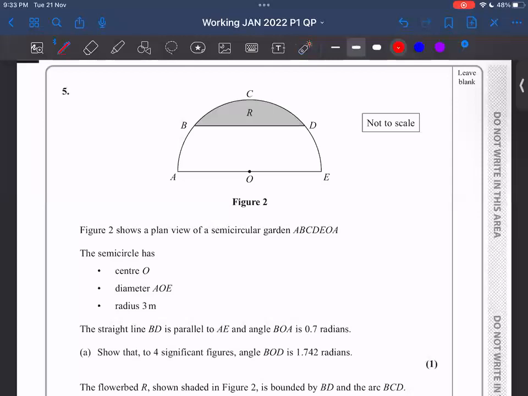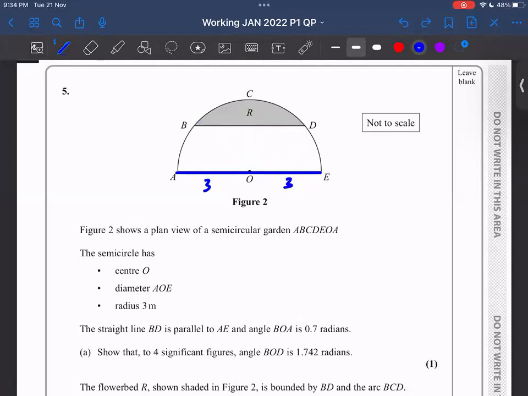Now we have question number 5, and it says the figure shows a plan view of the semicircular garden. The semicircle has center O, diameter AOE, radius 3 meters. So obviously, if this is 3, this is also going to be 3. So the whole diameter is going to be 6. Just for knowing purposes, this will be 3, this will be 3, this is also going to be 3. From the center to any point on the semicircle, it will be 3.